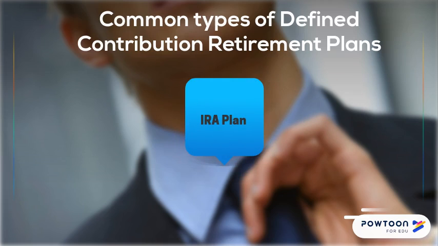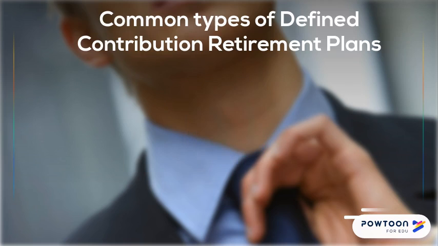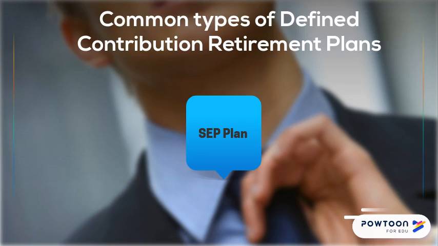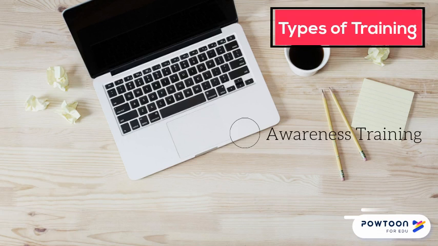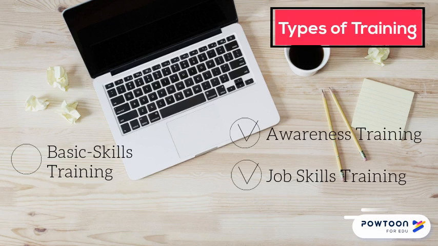An individual retirement account is used by employees who are not covered by an employer plan or who want to contribute more than allowed in a company plan. A simplified employee pension retirement plan is most often used by individuals in business for themselves or small business owners with few employees. The 4 main types of training are awareness training, job skills training, basic skills training, and occupational safety training.